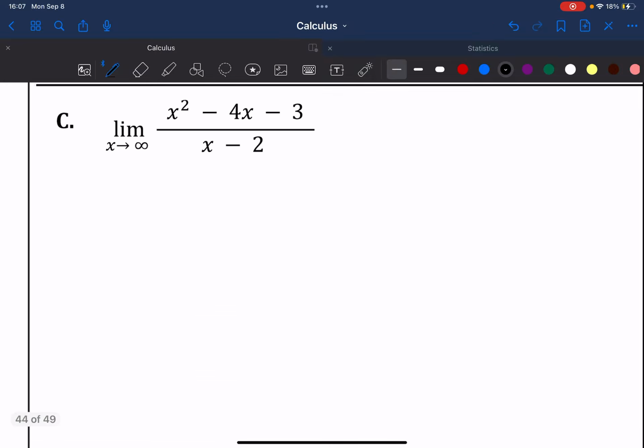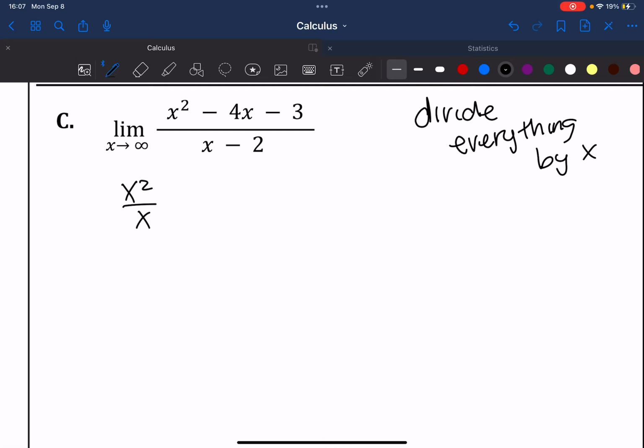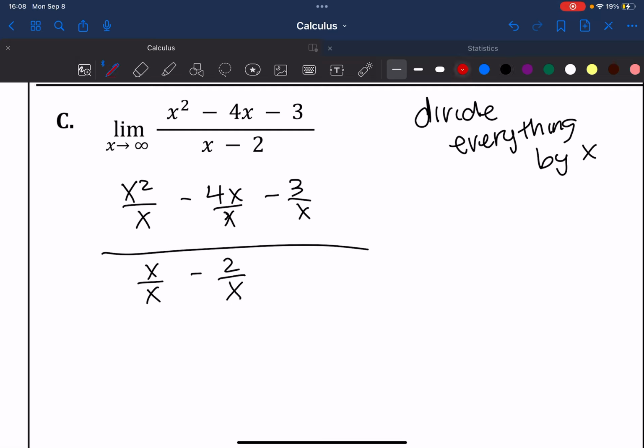Okay, part C, I have the limit as x approaches infinity, but in this case, looking at the denominator, notice that I only have my highest degree as 1, which is attached to the x. So I'm going to divide everything by x. So I have x squared divided by x, minus 4x divided by x, minus 3 divided by x, over x divided by x, minus 2 divided by x.